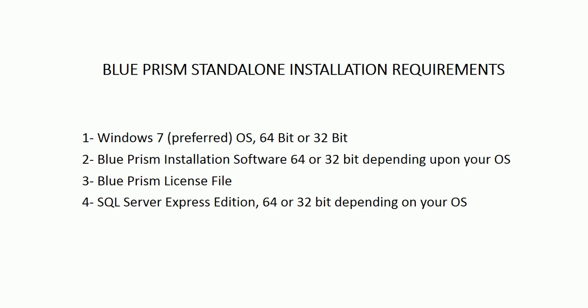First, Blue Prism being a Windows-based software, you need Windows 7, Windows 8 or Windows XP. 64-bit is preferred, which we will be using in this training program. So I'm using Windows 7 as my preferred OS, 64-bit. The second thing you require is the Blue Prism installation software. That again can be 64-bit or 32-bit depending on your OS.